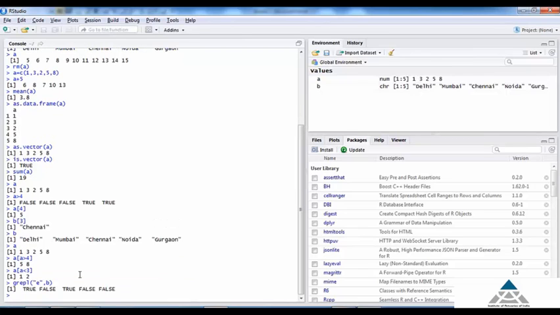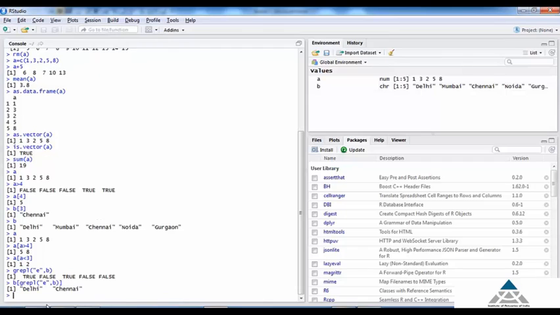Now when we press enter, we get true for the elements where there is an E and false wherever there isn't any E. We can see that there is an E in Delhi, so we got true for it. There is no E in Mumbai, so the answer was false. Now, if we put this in square brackets with the vector in the beginning, we get the values of those elements in which E is present, Delhi and Chennai.